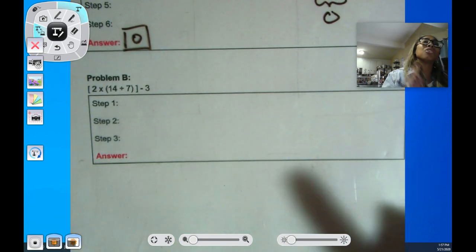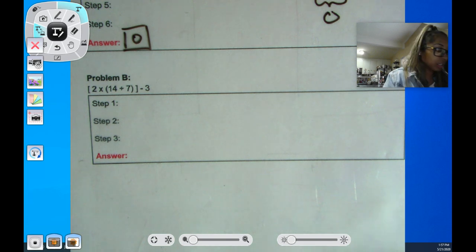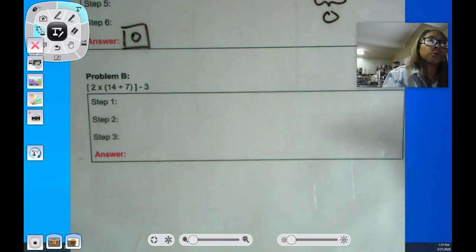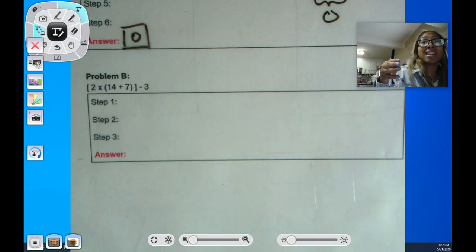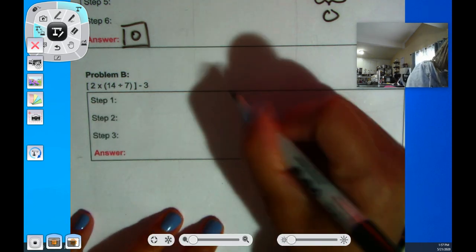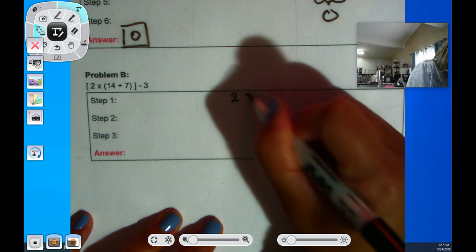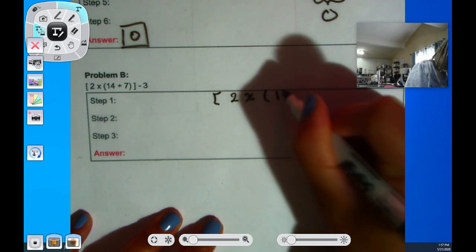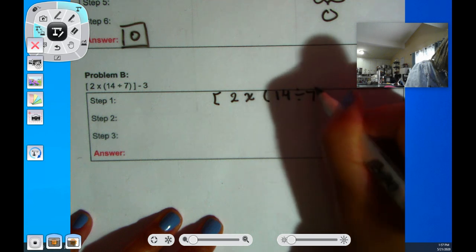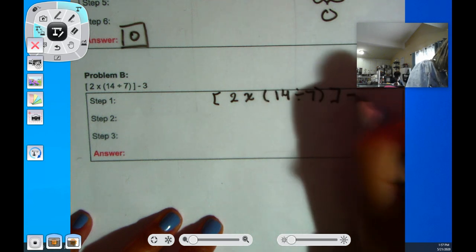Once again, we've got multiple groupings. So we've got like a group within a group. Well, our grouping rules say that we start inside and then move out. So we're going to start with the innermost grouping. So we're going to start with 14 divided by 7. Let me rewrite our problem so that we can work this out. So I've got brackets, 2 times, parentheses, 14 divided by 7, close parentheses, close brackets, minus 3.